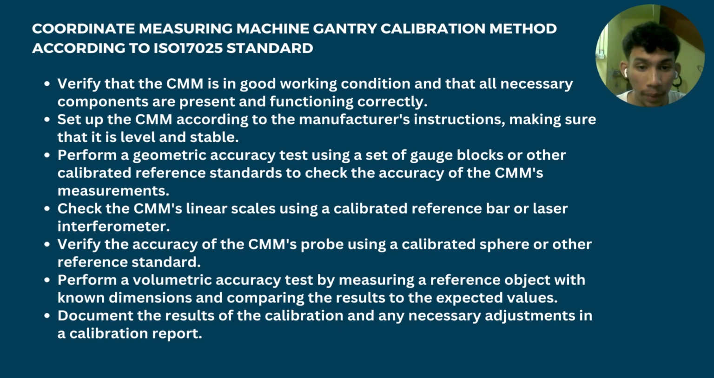And check the CMM linear scale using a calibrated difference bar or laser interferometer, and verify the accuracy of the CMM probes using a calibrated sphere or other reference standard. Perform a volumetric accuracy test by measuring a reference standard with known dimensions, comparing the result to the expected value. Lastly, document the results of the calibration and any necessary adjustments in the calibration report.